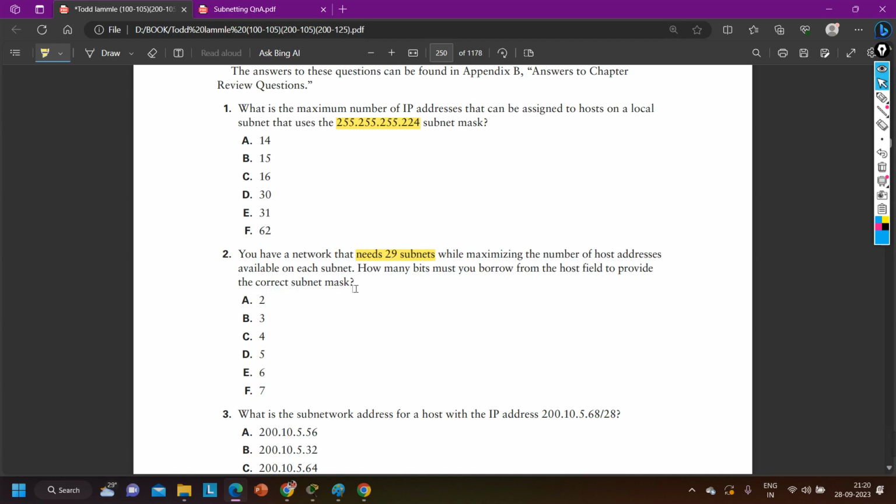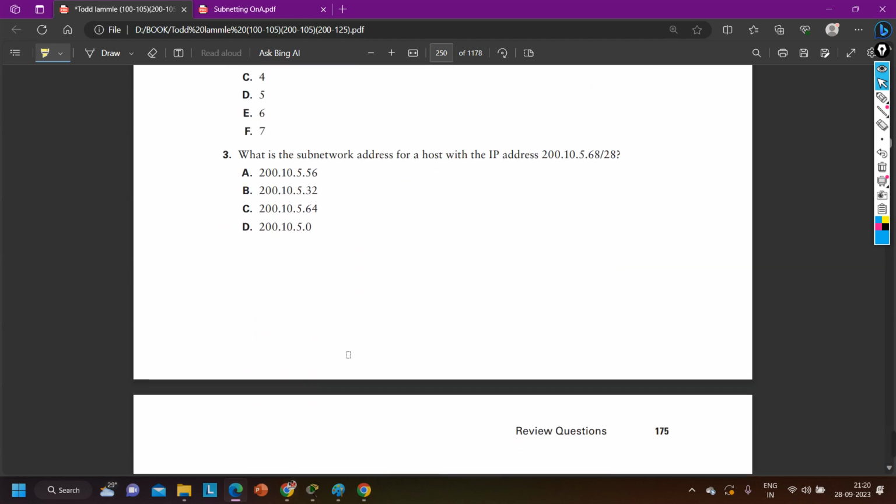The formula is very simple. The number of networks is 2 to the power n. So 2 to the power n should be greater than or equal to 29.